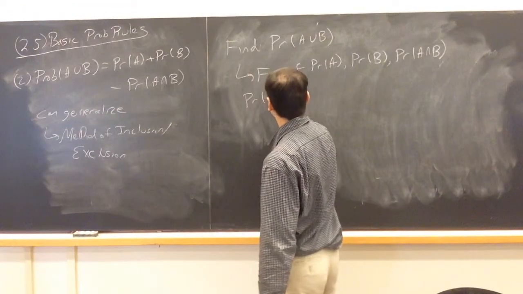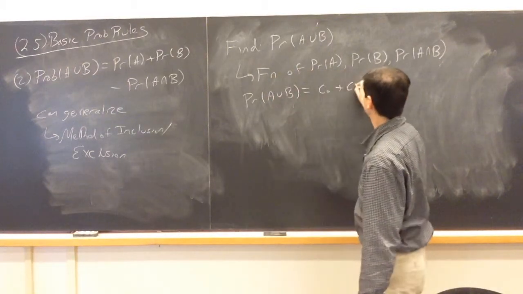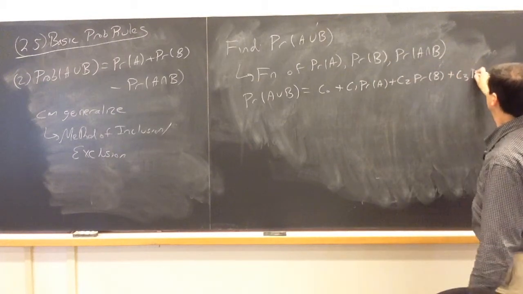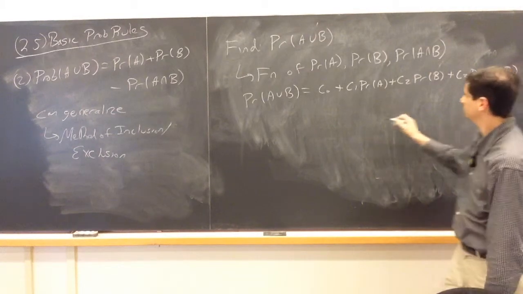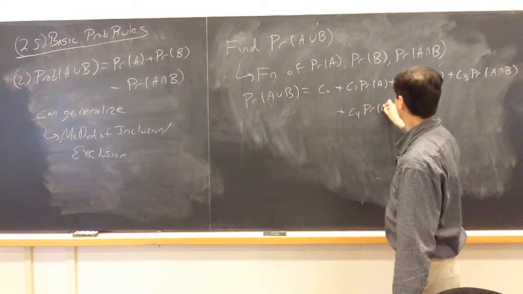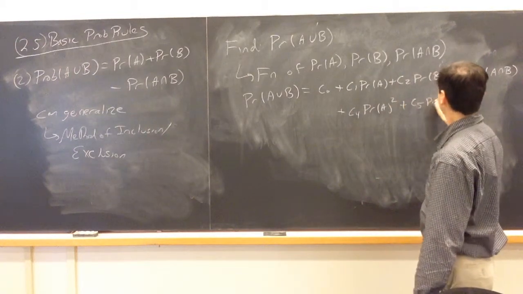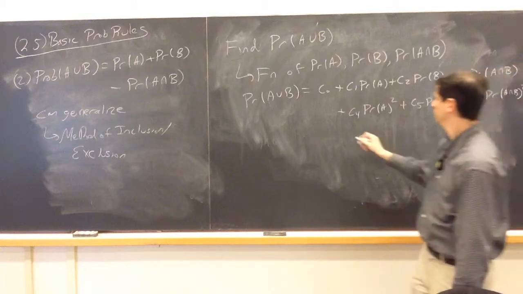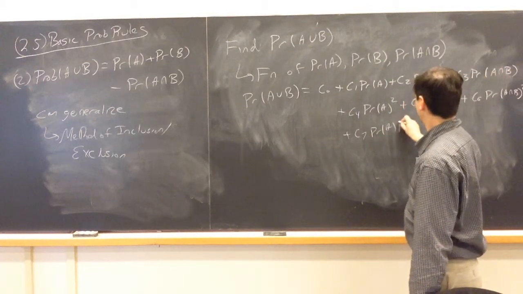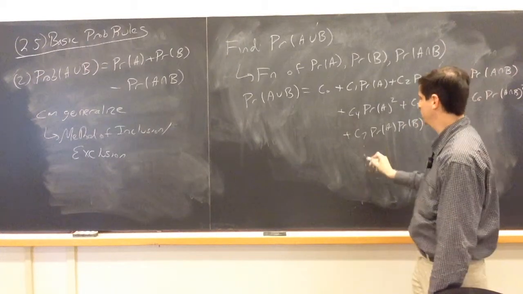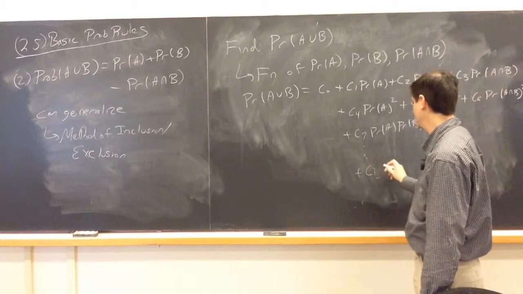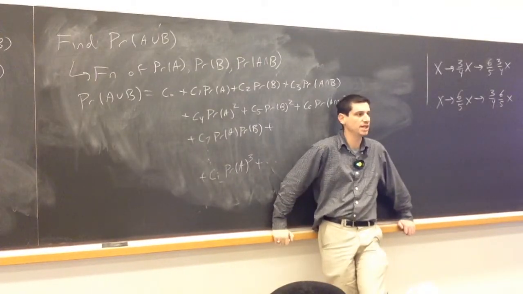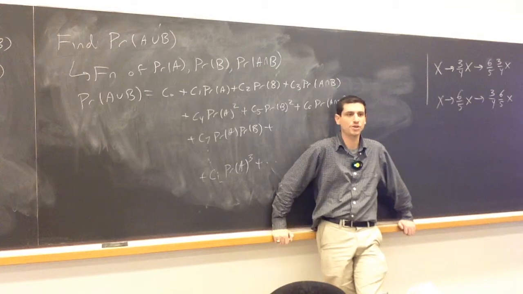Maybe the probability of A union B is C0 plus C1 probability of A plus C2 probability of B plus C3 probability of A intersect B plus C4 probability of A squared plus C5 probability of B squared plus C6 probability of A intersect B squared plus C7 probability of A probability of B plus dot dot dot, and eventually I get up to some constant, I have no idea, CI probability of A cubed. You know, maybe some kind of formula like this. The more complicated the formula, the harder it's going to be to guess.